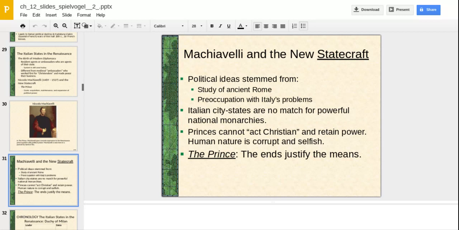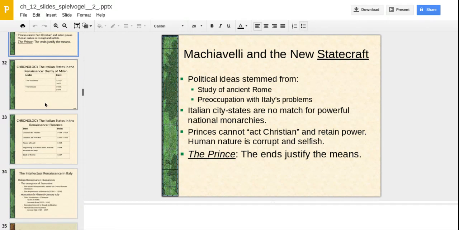Princes cannot act Christian and retain power, according to Machiavelli, because human nature is corrupt and selfish. And it's very clear from reading his book that the ends justify the means. He says in there that you should not just kill for no reason, but when there is reason, you must be able to kill. You have to have people fear you. They can't hate you, but they must fear you.